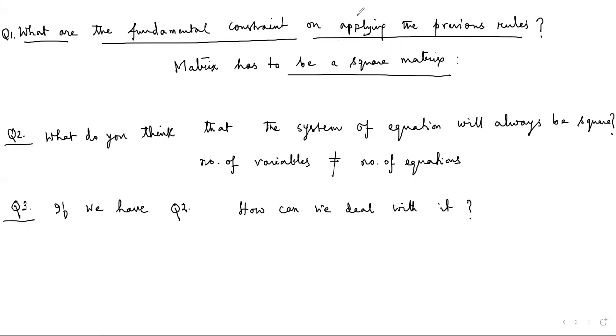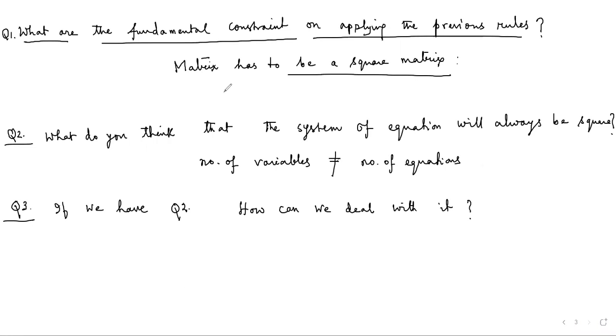What is your reply? What is the process by which you can deal with the system if such a scenario happens? Can we solve it or will we be stuck? By matrix approach, okay.